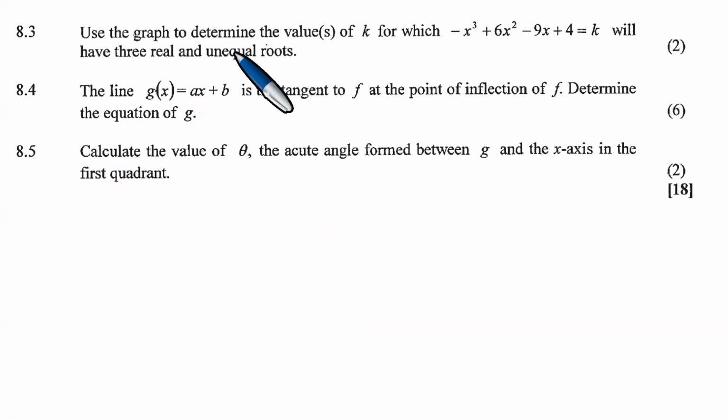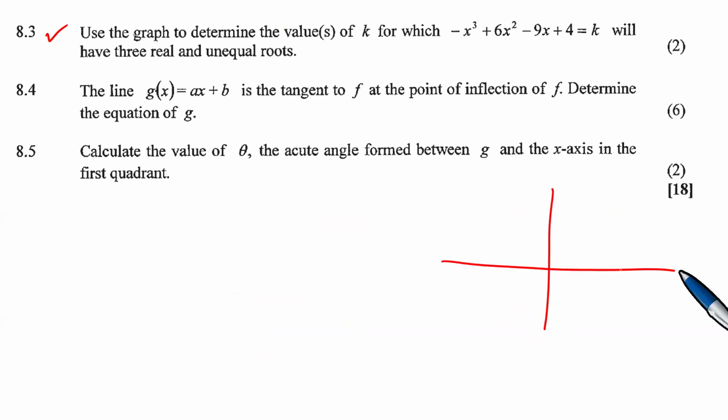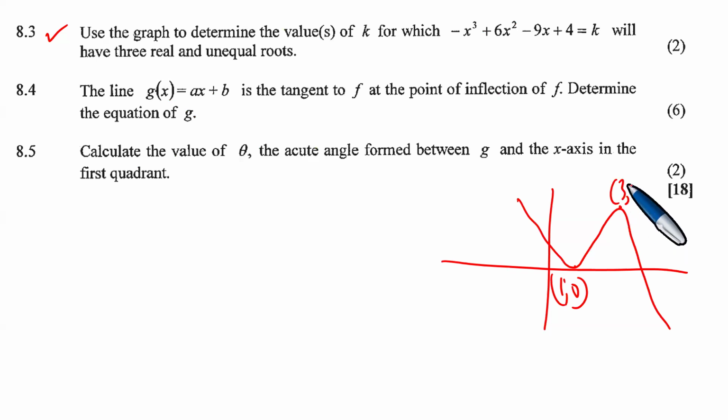Use the graph to determine the values of k for which this is the case. Let's look at the graph. And now we're looking at 8.3. So now we're going to have this graph here, and this graph is like this. We just drew it before. Here it is 1 and 0. There it is 3 and 4. And here it is 4. This is our y-axis and this is our x-axis.